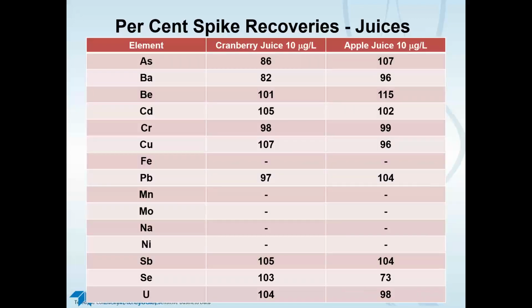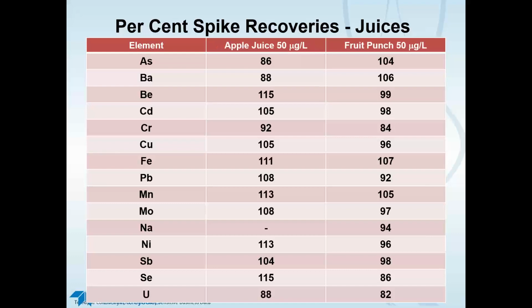So let's take a look at some of our recoveries. And this is the really low level spike. This is the 10 part per billion in cranberry juice and apple juice. The only one that did not come in was selenium. And that could be because of the quite low level of selenium in the sample, and of course the matrix that's there. When we did move that up to 50 part per billion, there you see in both the apple juice and the fruit punch, then the selenium did recover.